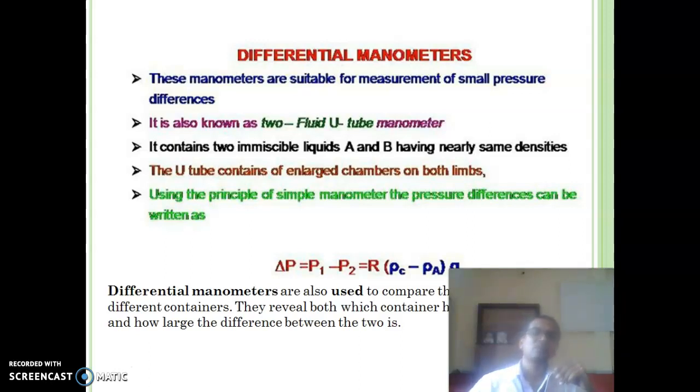Now the next type is the differential manometer. These manometers are suitable for measurement of small pressure differences. Meaning if we want to find out small pressure differences, this differential manometer is useful. It is also known as the two fluid U-tube manometer. Why is it called a two fluid U-tube manometer?